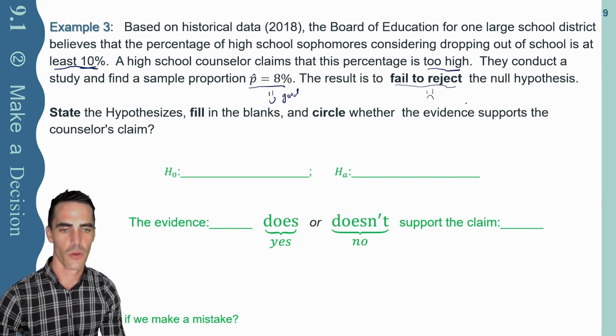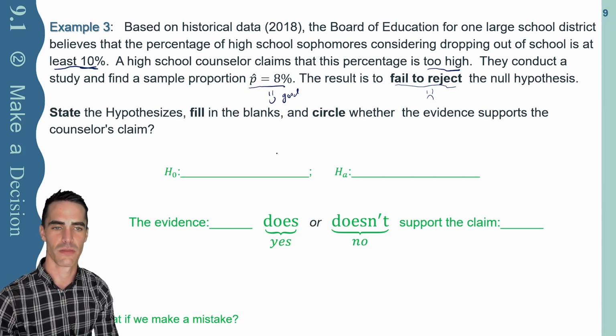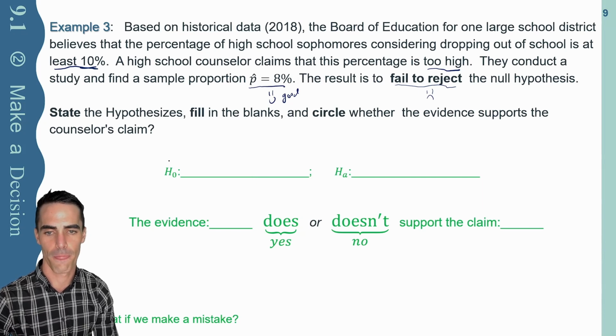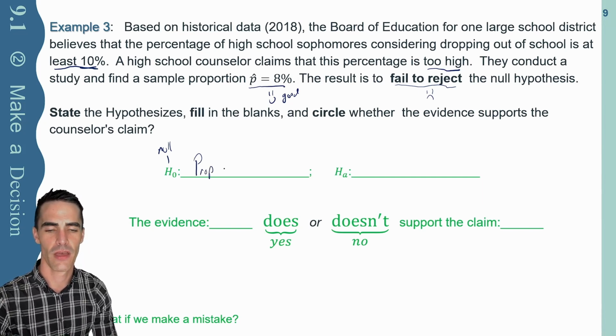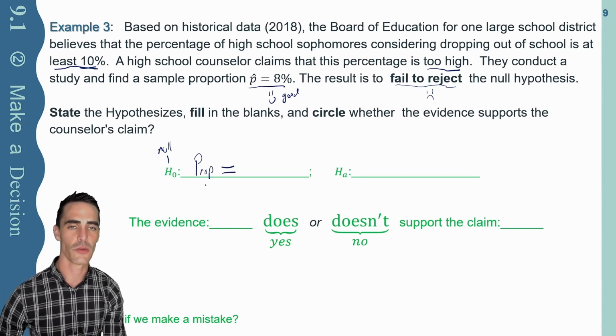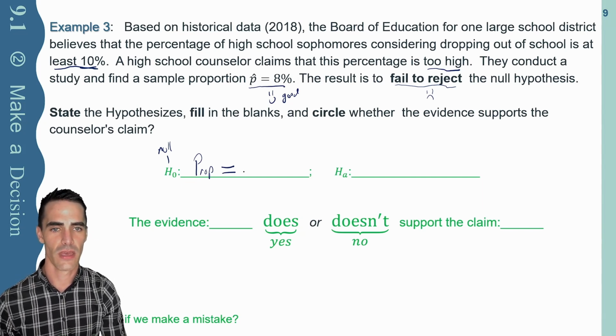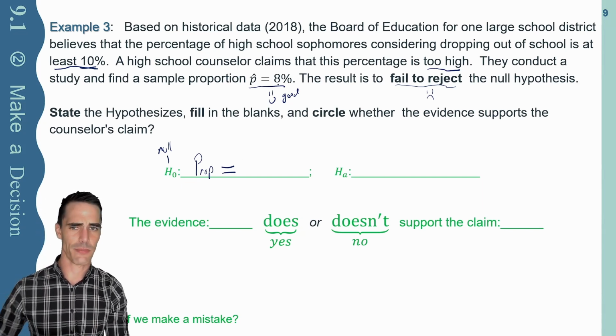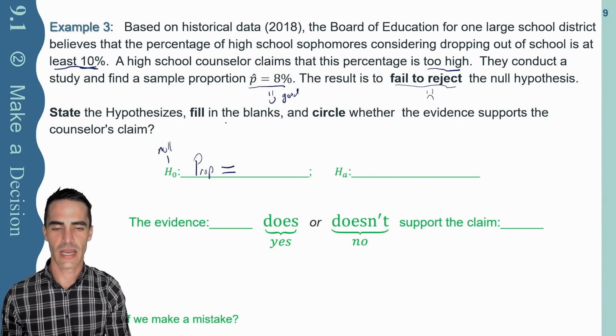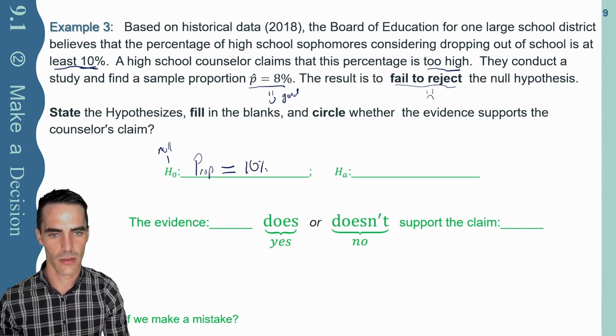Speaking of which, what are the claims? State the hypotheses and we'll fill in some blanks along the way. So for our null hypothesis, the status quo, these are talking about proportions. And so I'll write p for population proportion, or we can be more exact and write prop. Again, these hypotheses are always going to be equal to the null hypothesis. And what's the status quo? This 8% is sample. That's anecdotal. We're not going to include that. It's this at least 10%.